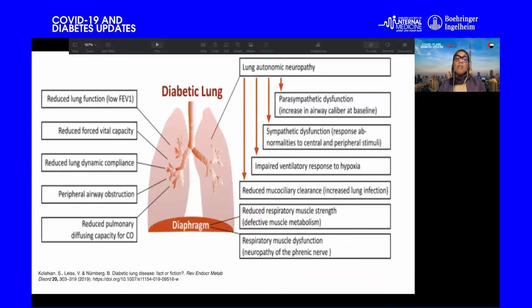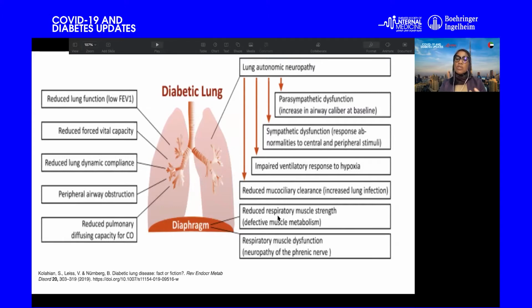The other thing that we must also not forget is that patients with diabetes are disadvantaged in terms of their lung dynamics. So we know that they do have a reduced lung function, in that they may have a low FEV1. They may also have peripheral airway obstruction and reduced lung dynamics. If there's autonomic neuropathy, which causes parasympathetic dysfunction, and that increases the airway caliber at baseline, it may also impair the ventilatory response to hypoxia. It may reduce the mucociliary clearance as well, thus increasing the lung infection.